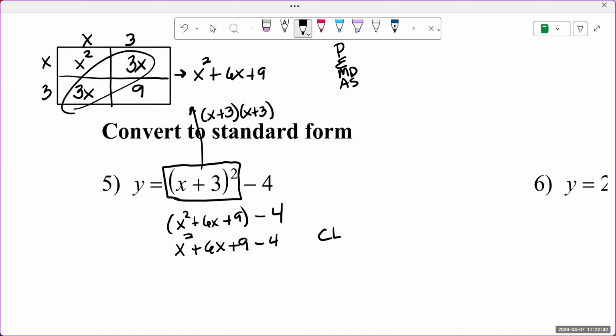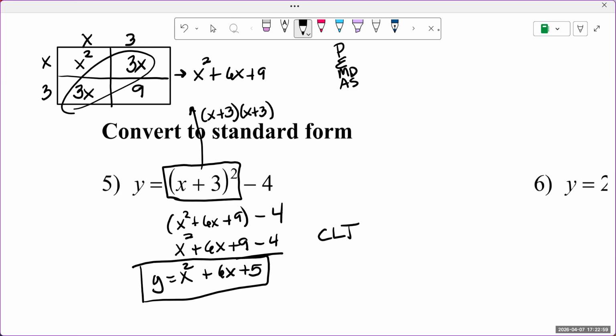And now we're going to combine like terms. So I have x squared plus 6x. Those are my like terms right there. 9 minus 4 is 5. So here is the parabola in standard form. Now, vertex form is easier for graphing, and then standard form is good to have. It's called standard form because it's easier to compare to other parabolas.